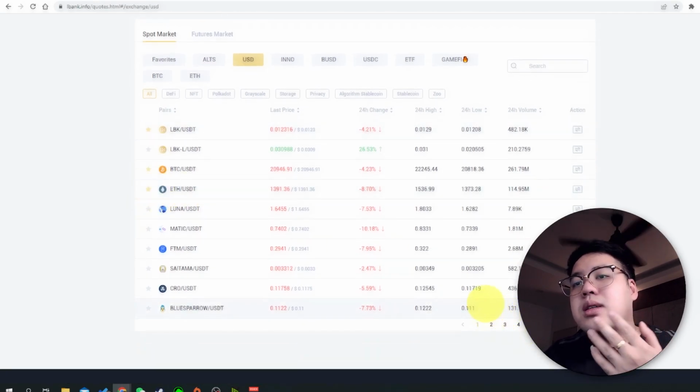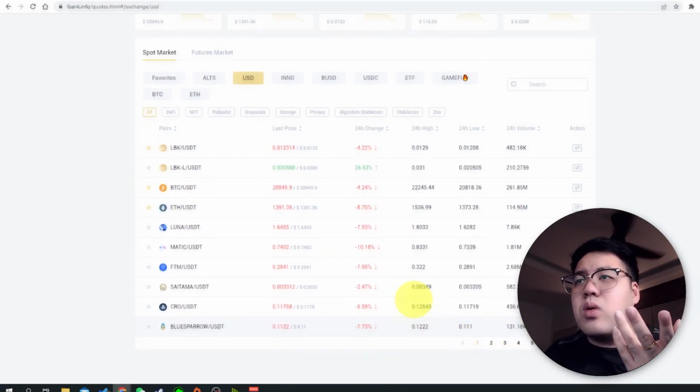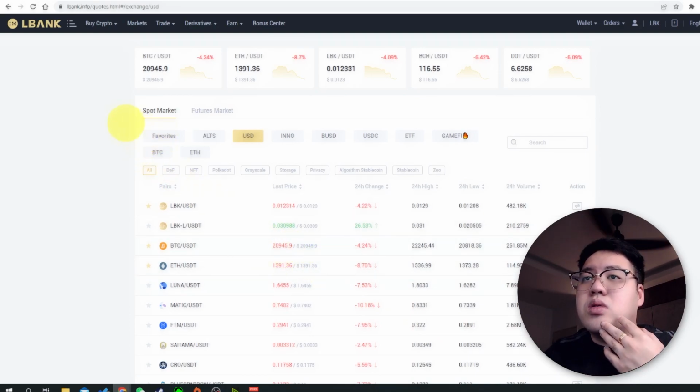There are plenty of coins here, up to, I think, 500 tokens that you can play with, which is good enough.